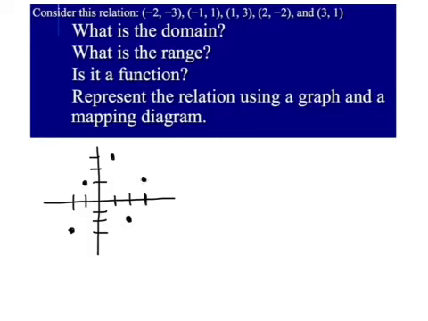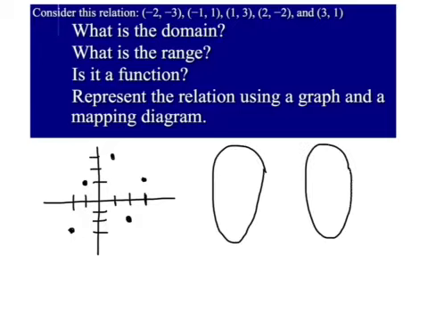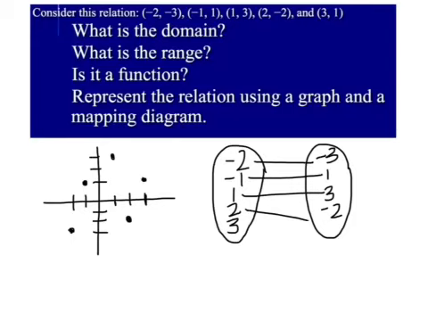Now if we use a map, mapping is simply just stating your input values and mapping it to your output values. So my input values would just be my x values, -2, -1, 1, 2, and 3. And my output values would be -3, 1, 3, -2, and we have a repeated 1. So there's no need to write repeated values more than once. So go ahead and map. It'd be -2 to -3, -1 to 1, 1 to 3, 2 to -2, and 3 to 1.